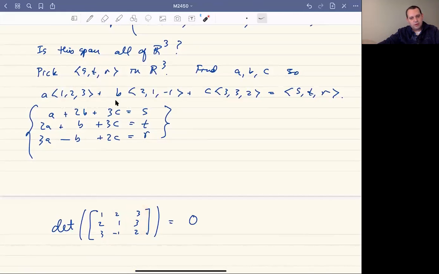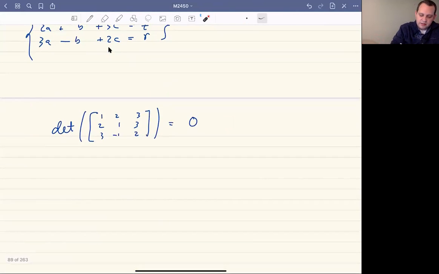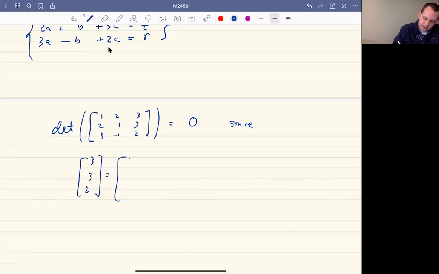If you want to formally think about why that should matter, take the transpose, and then the columns become the rows, and when you do row reduction, you'll end up with a row of zeros. Once you have a row of zeros, you know the determinant has to be 0 because you can just expand along that row. So the determinant's going to be 0 because the last column, 3, 3, 2, can be written as a linear combination, in this case just the sum of 1, 2, 3 and 2, 1, negative 1.